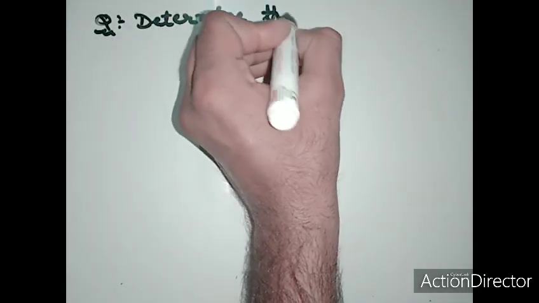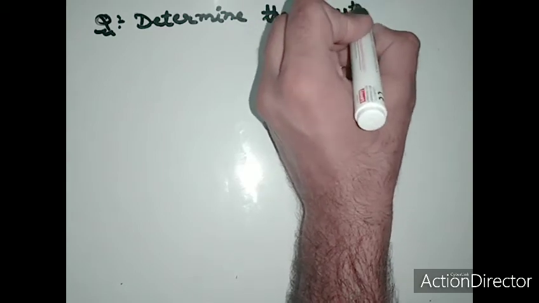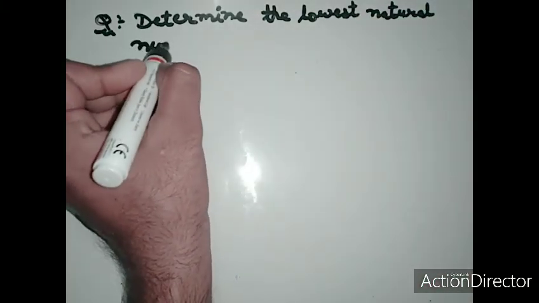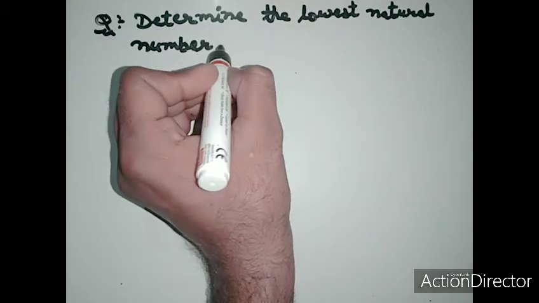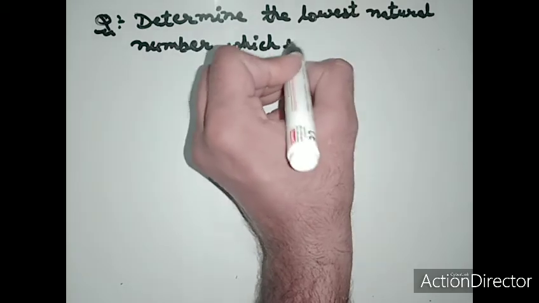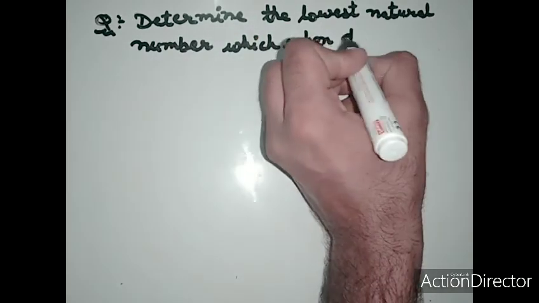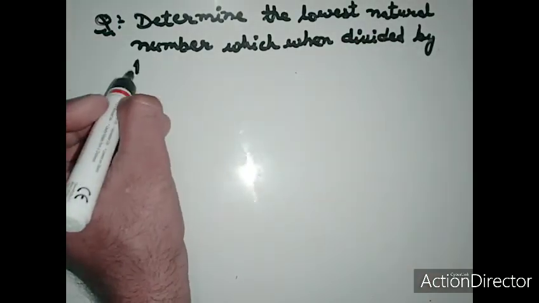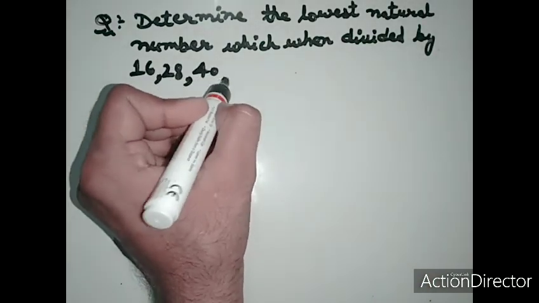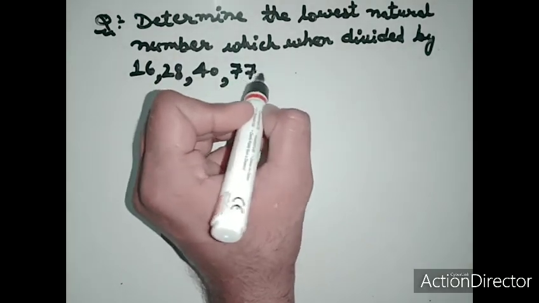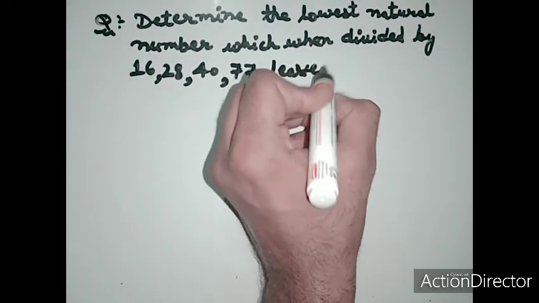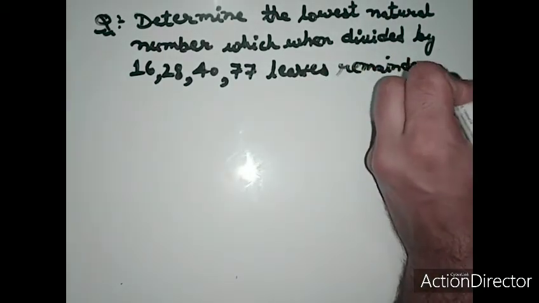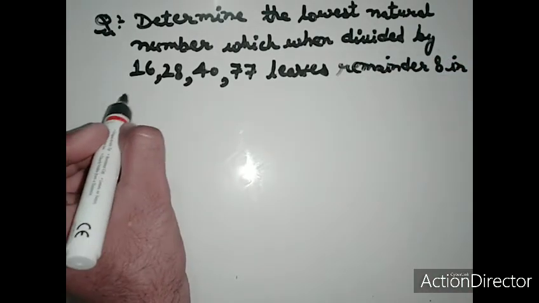Determine the lowest natural number which, when divided by 16, 28, 40 and 77, leaves remainder 8 in each case.